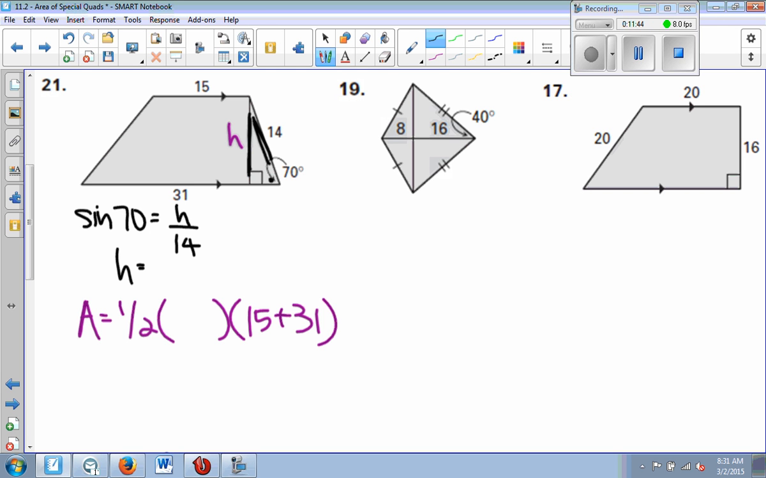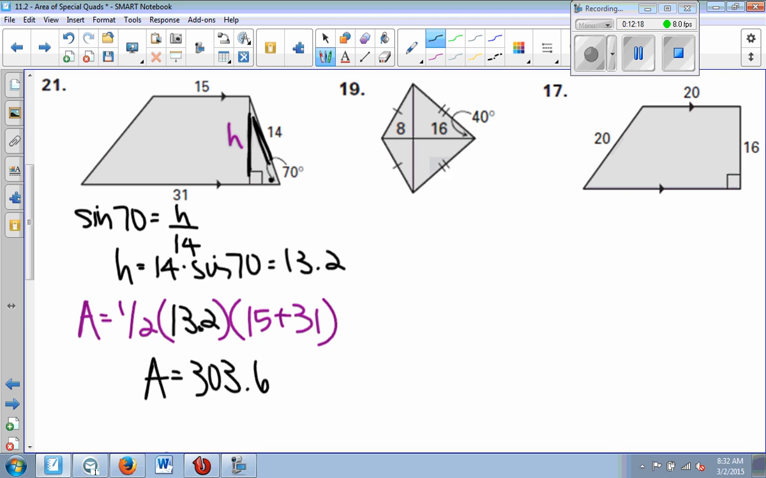In order to solve this, I'm going to multiply. So 14 times sine of 70. Doing that gives me a height of 13.2. So that's the number that we're going to plug in here for the height of the trapezoid. Plugging that into the formula, 1/2 times 13.2 times 15 and 31 together is 46. So I get an area of 303.6.